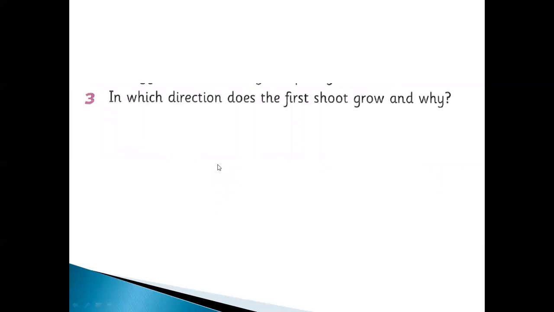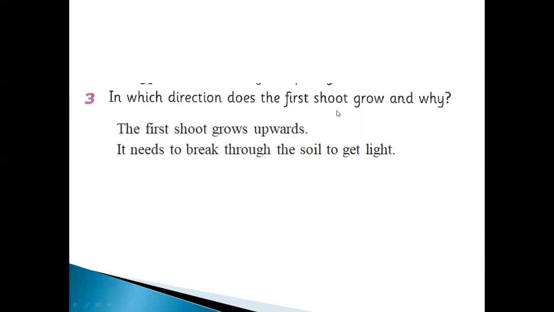Question number 3. In which direction does the first shoot grow and why? Obviously, we are talking about shoots. So the first shoot grows upward. It needs to break through the soil to get light.